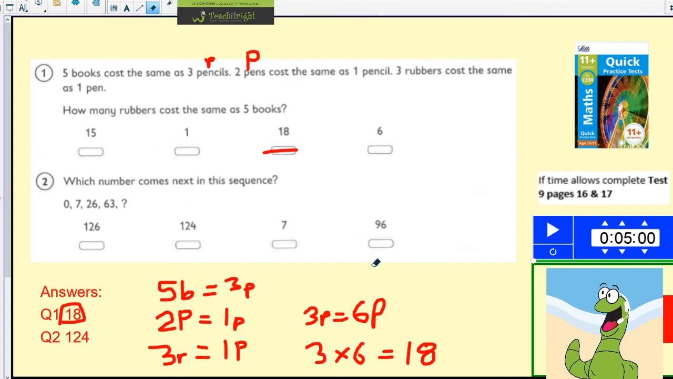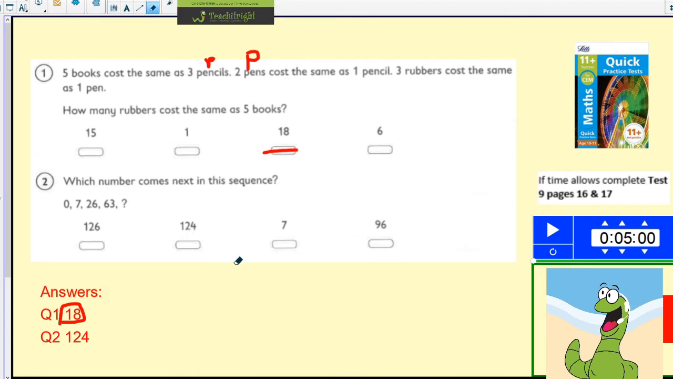Right, next question. Number 2. Which number comes next in this sequence? 0, 7, 26, 63. Oh my goodness. Right, well, what's going on here? We've got a difference of 7, then a difference of 19, then 37. So it's not jumping out straight away. Are we doubling our answers? No. What's the gap? I think I'm going to have to write this one down.